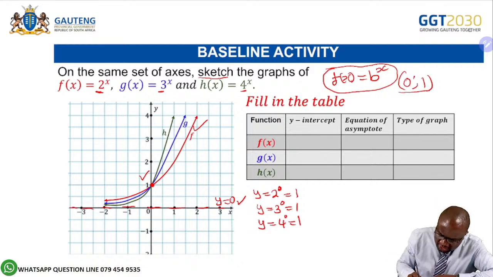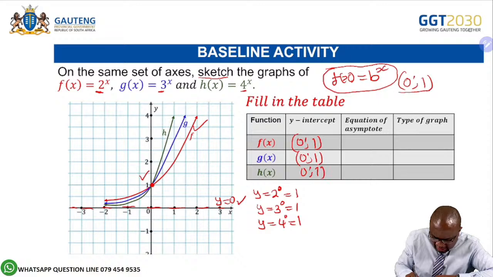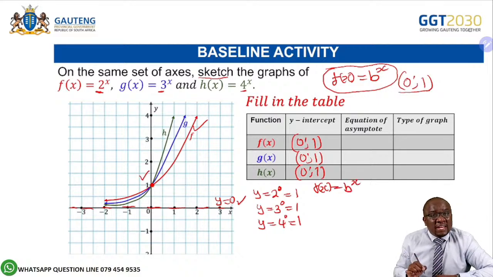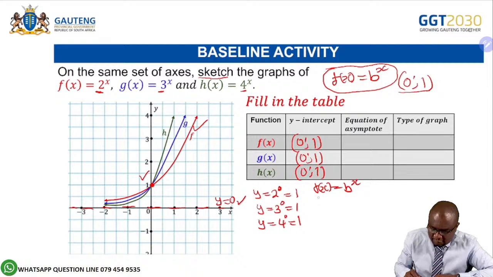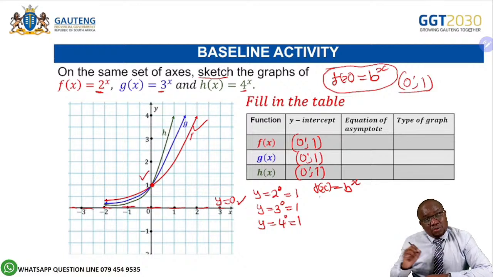Let's write this one. So f of x, the y-intercept is 0, 1. And then g of x, y-intercept 0, 1. And then h of x, y-intercept is what? 0, 1. Do you see that? So for this general function, f of x is equal to b to the power x, the coordinates of the y-intercept will be 0, 1. Do you see that? It is very, very important to understand this so that we can use it in the next part of our lesson.